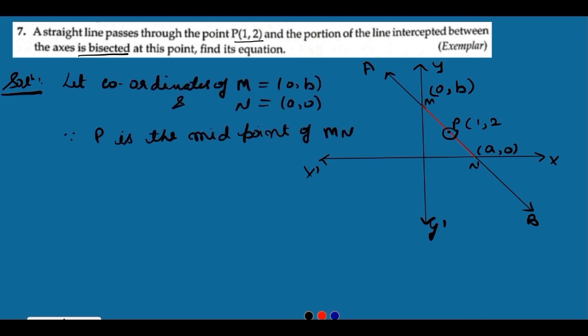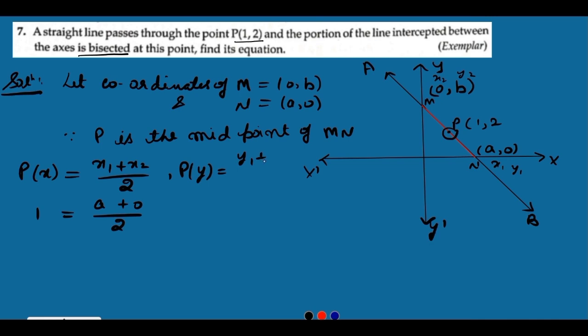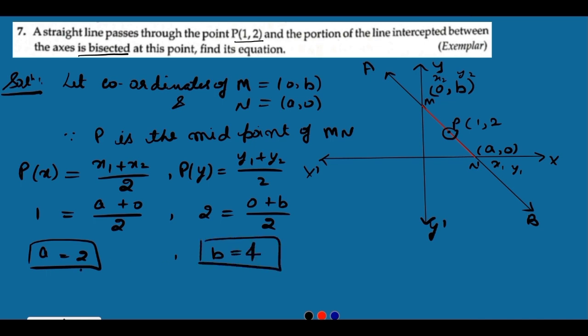Since P is the midpoint of MN, by midpoint formula x coordinate of P will be equal to x1 plus x2 upon 2, and x coordinate of P is 1. This is first point x1 y1 and this is second point x2 y2. Similarly, y coordinate of P will be equal to y1 plus y2 upon 2, and y coordinate of P is 2, y1 is 0, y2 is B. A is equal to 2 and B is equal to 4, means x intercept is 2 and y intercept is 4.